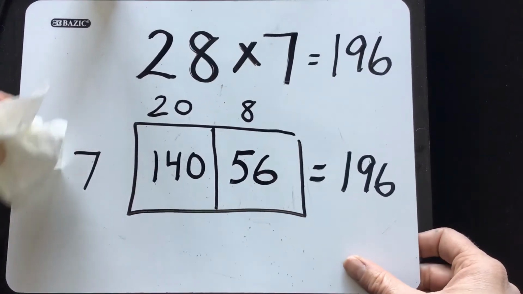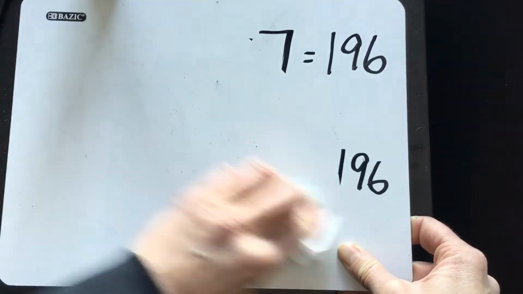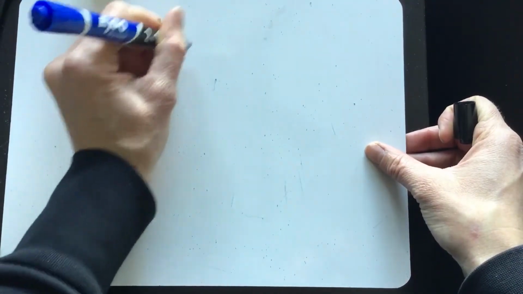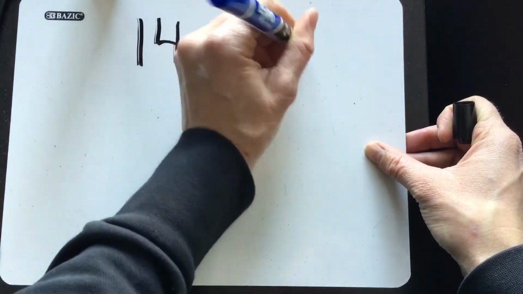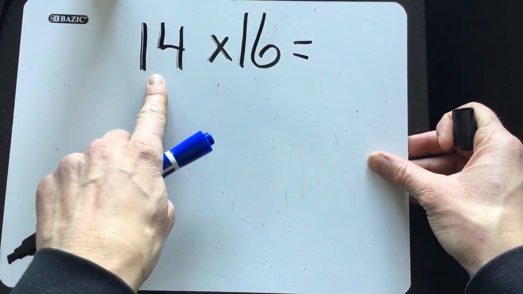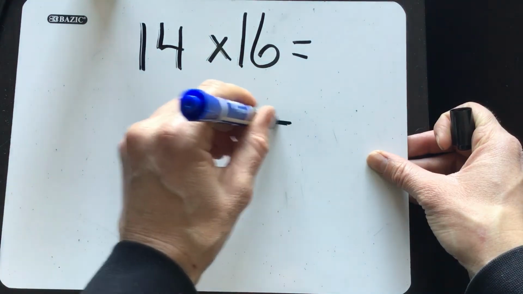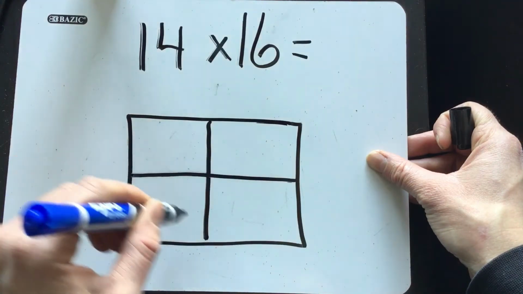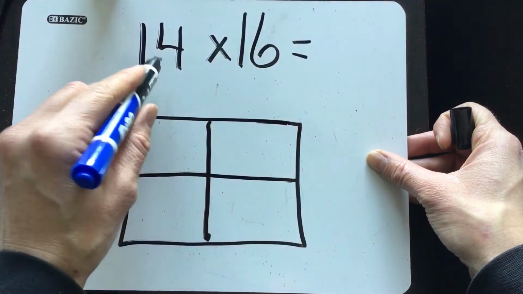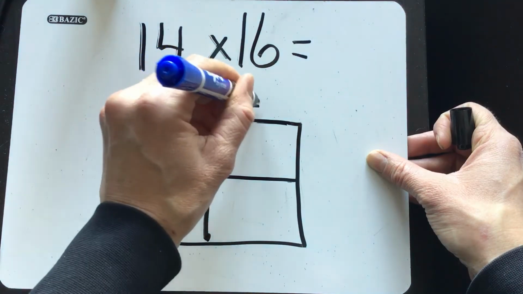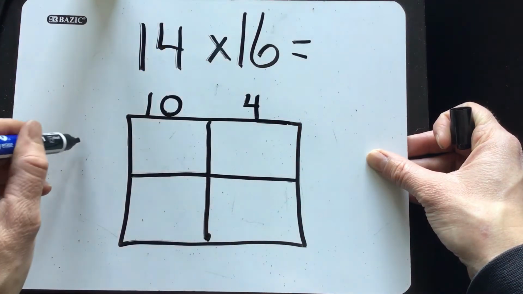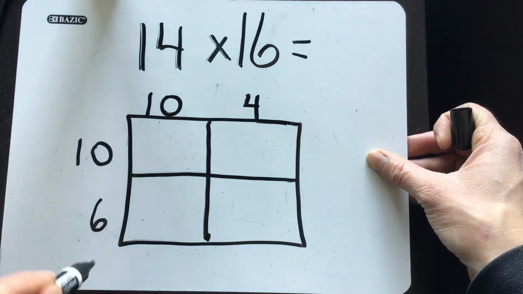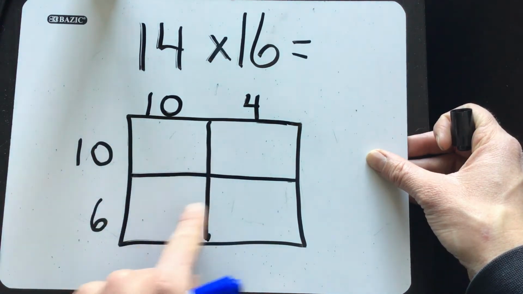Now I'm going to show you a 2-digit by a 2-digit. So I'll erase this. The number I'm going to start with is 14, and I'm going to multiply it by 16. This time, because this is a 2-digit number and this is a 2-digit number, my box is going to look a little different. It's going to have 4 spots because I am now going to split up both numbers. I'm going to split 14 into 10 and 4, and I'm going to split 16 into 10 and 6. And now I basically just need to multiply each box.